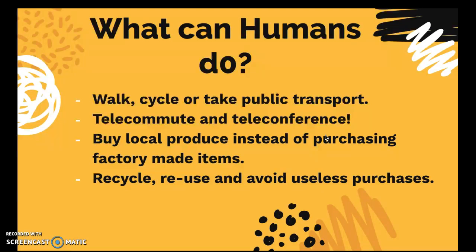Also, telecommute and teleconference. So instead of taking a flight or driving to a meeting, just do a phone conference instead. Buying local produce instead of purchasing factory-made items is also a really good way. And then lastly, recycle, reuse, and avoid useless purchases. If we did all of these things, then we could curtail the excess combustion that's happening, and we can also make our environment, our Earth, a much better place.